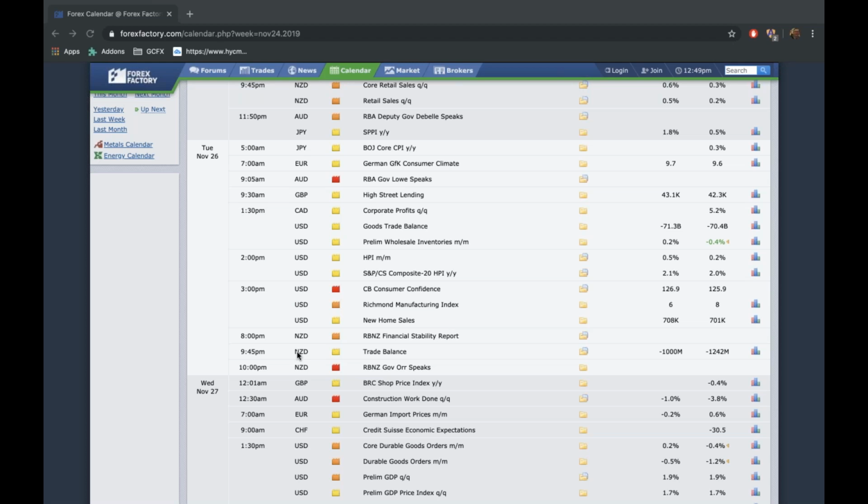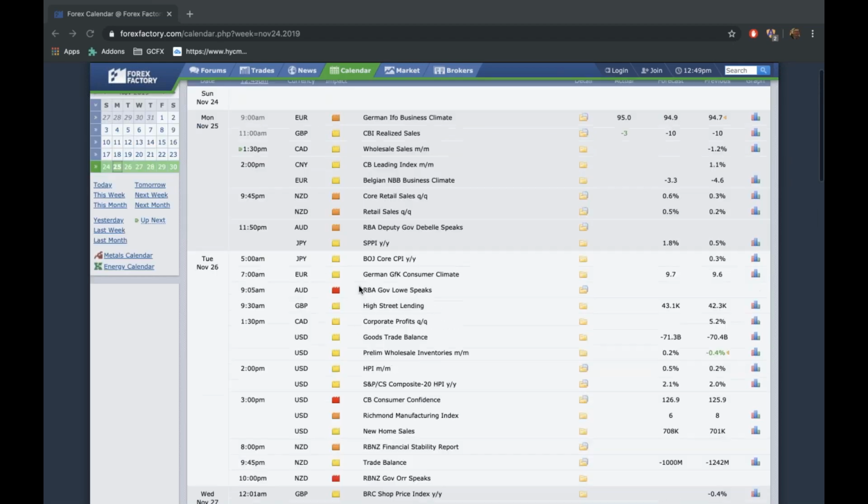And so what the RBNZ are saying, their last comments were that we don't need a change in monetary policy. We just want to see the impact of our 50 basis points rate cut at the last meeting. We're going to be data dependent. So the current market probabilities are 20% chance of a February rate cut. Okay, so this means that data is going to be very important now for the New Zealand dollar.